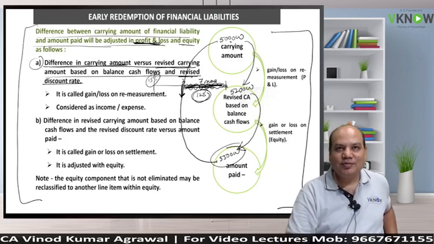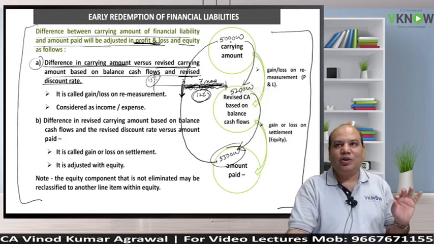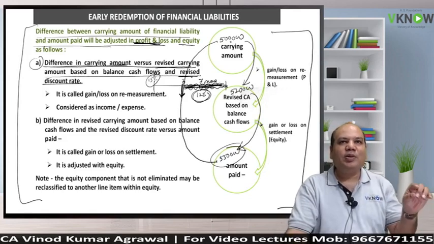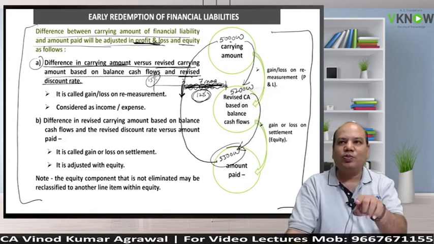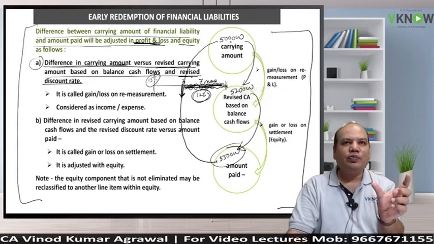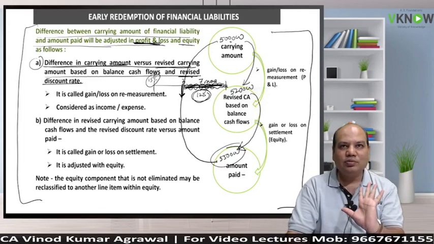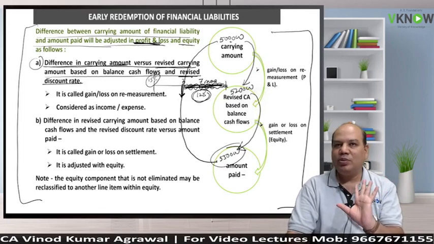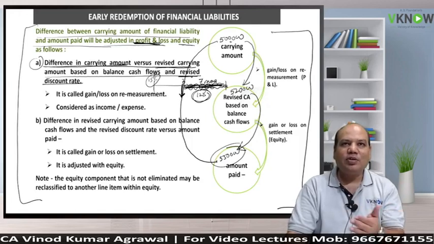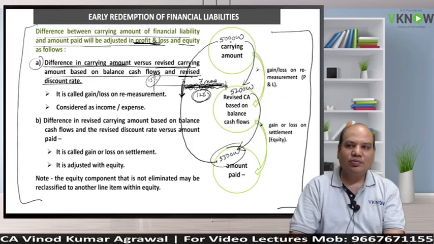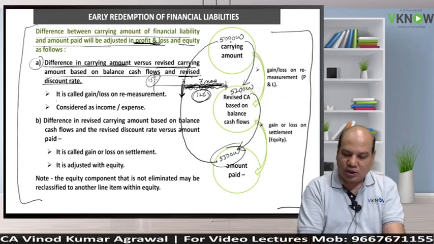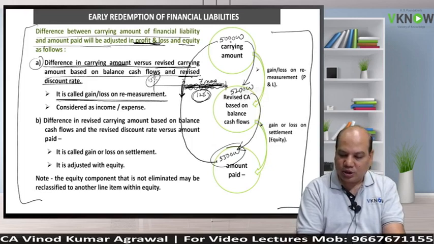Out of that, the difference between carrying amount of debt and the present value of remaining cash flow discounted at market rate is the value of the liability. So that difference is only liability settlement. Anything paid extra over and above that is the consideration for equity settlement. So this gain is called gain or loss on remeasurement.